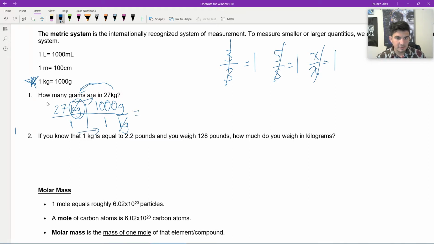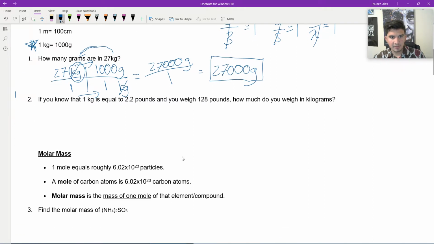So 27 times 1,000 is 27,000. My kilograms have already divided out, so I'm left with grams up top. 1 times 1 on the bottom is just 1, and because kilograms divided out, I don't have to write it. And then to simplify it, I don't need to put 1 in the denominator, so I would just write 27,000 grams. So you're probably thinking, why don't I just take the number and multiply it by 1,000?